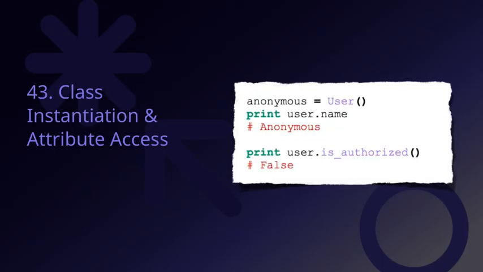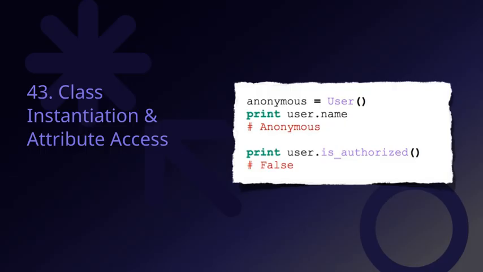Let's now move on to slide 43, which focuses on class instantiation and attribute access. When we talk about instantiating a class, we're essentially creating an object based on that class blueprint. Think of the class as a template, and each object or instance is a specific realization of that template. This process is crucial because it allows us to work with real data or real-world entities in our programs. Once we've created an instance, accessing its attributes is straightforward. We simply use the dot notation to retrieve or modify values stored within that object.